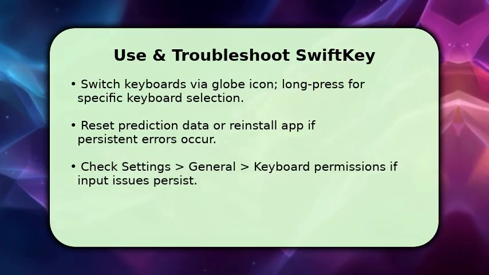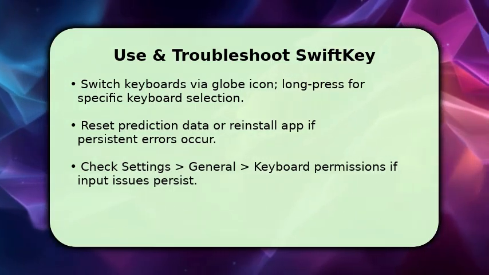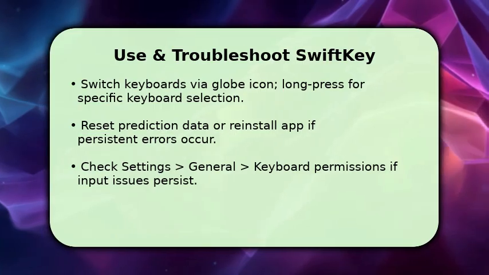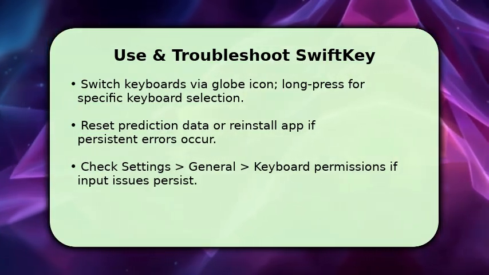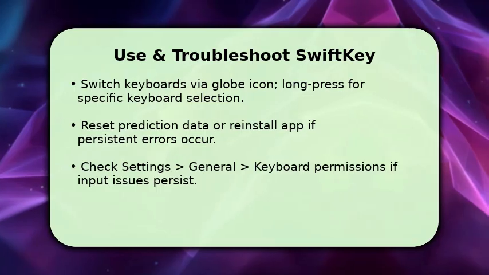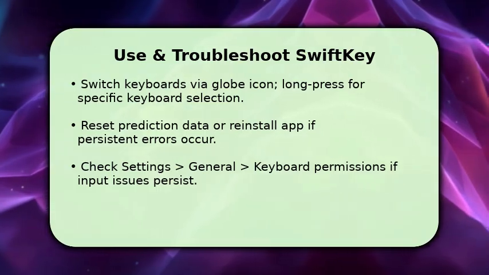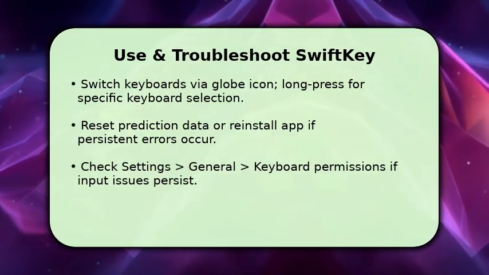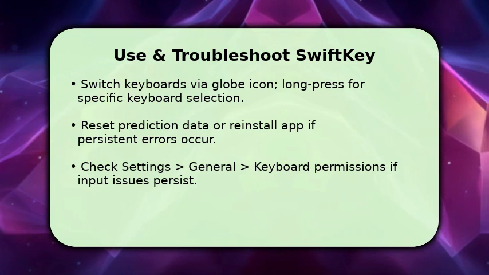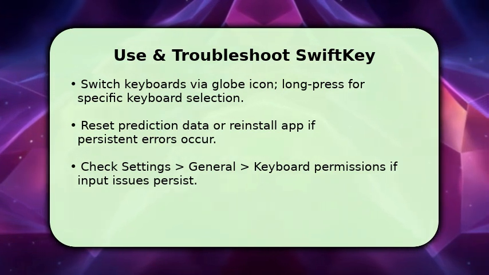GIF, and themes. If suggestions feel wrong, clear Swiftkey's typing data in the app to reset learned predictions. Once done, predictions relearn quickly. If the keyboard won't appear, make sure it's enabled under Settings, General, Keyboard, and full access is set if required. If problems persist, reinstall the app and re-enable permissions to restore normal behavior.